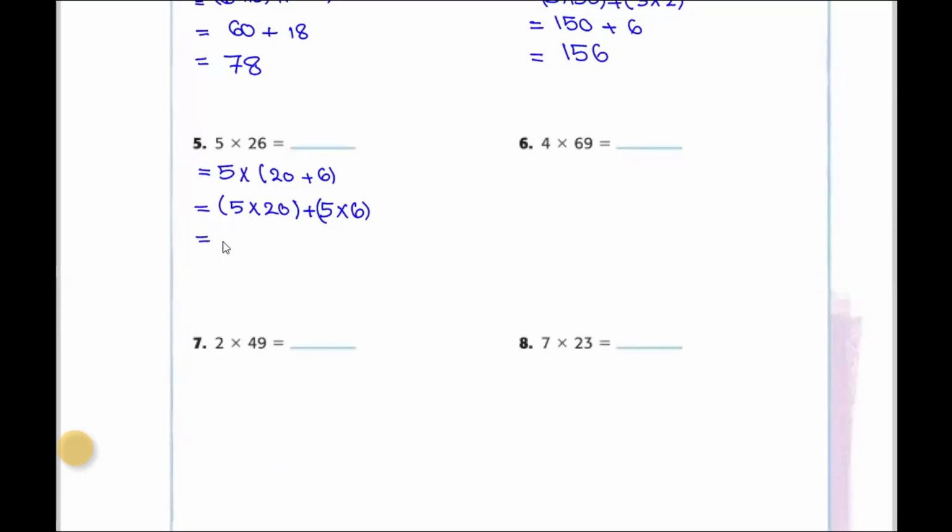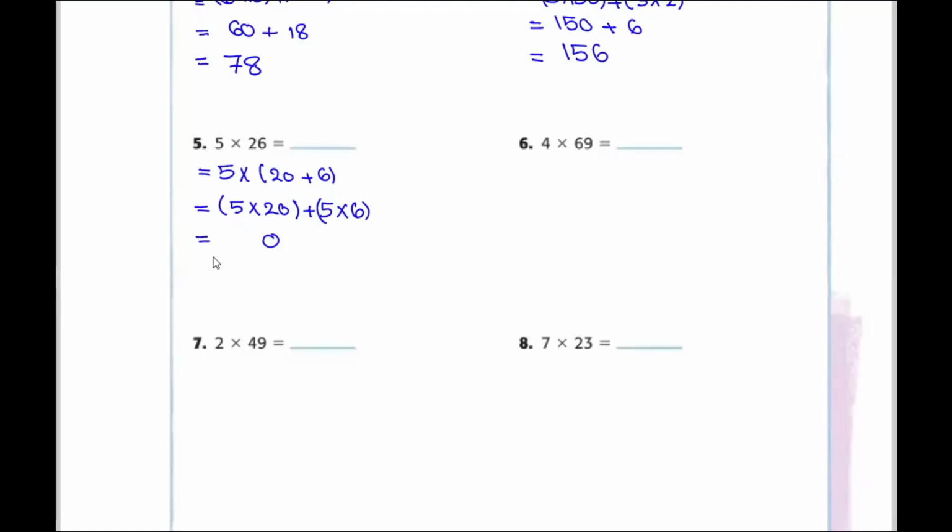How can we multiply this one? How do we multiply 5 times 20? Yes. Good. Put 0 at the first. Put 0, then multiply 5 times 2.